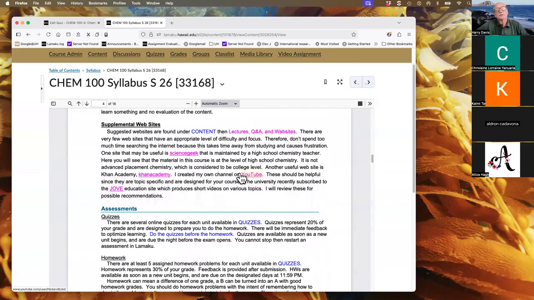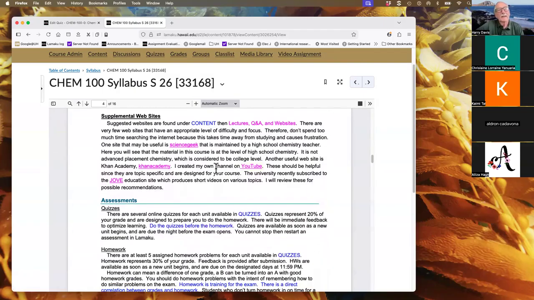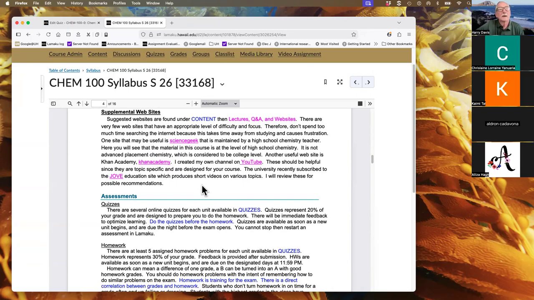So supplemental websites, I wouldn't spend too much time Googling things because it's just kind of not worth it. Science Geek is a website maintained by a high school teacher. That's fairly good. Khan Academy has stuff, but Khan Academy has stuff that's for elementary school, it has stuff for graduate school in chemistry. So yeah, you can be underwhelmed and overwhelmed by Khan Academy.